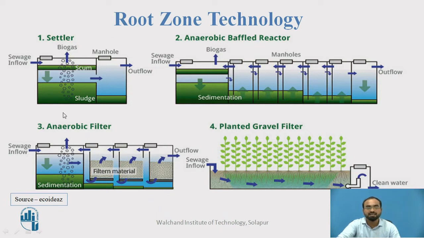First one is the settler, in which the influent is coming inside the biodigester, where no oxygen is present. So automatically it is using the anaerobic method for the treatment, in which you can see the scum which is present above is being taken out, and the wastewater which is having a large amount of organic matter is being treated anaerobically, and the sludge is being produced in that tank.